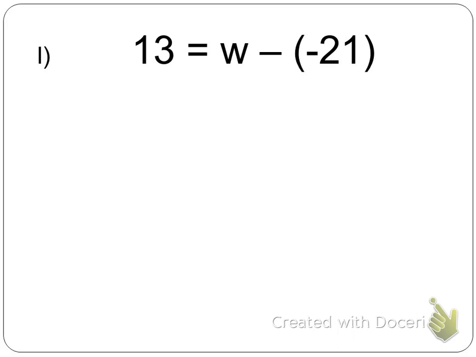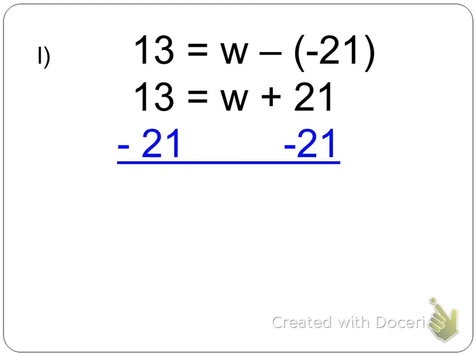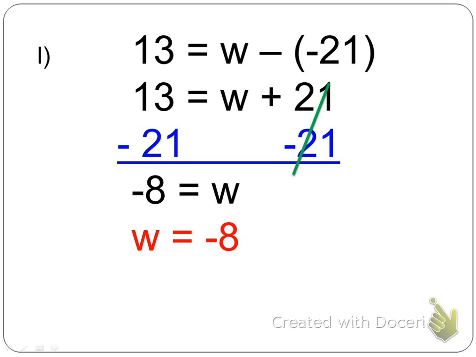Yes? Subtract 21. Yeah, so you might want to clean up the signs first. And remember that minus a negative is like a plus sign, right? Plus 21. And you want to do adding by subtracting. So we're going to subtract 21 from both sides of the equal sign. 13 minus 21 is -8. And that equals W. Or W equals -8.